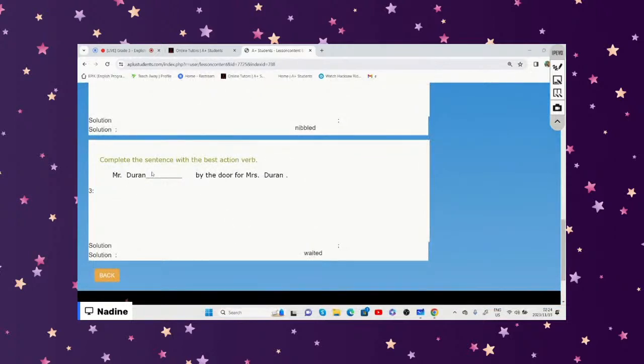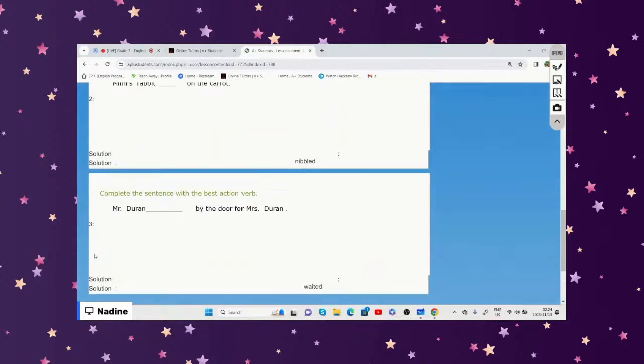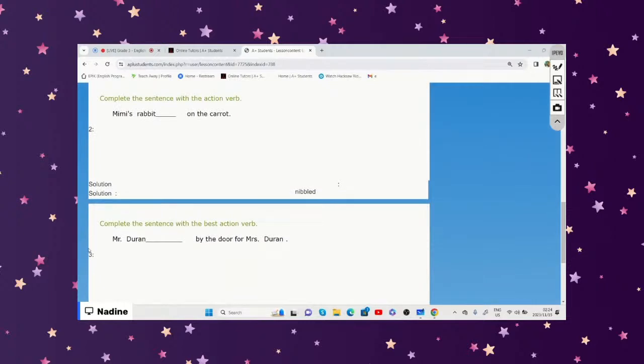So now it says we need to complete the sentence with the best action verb. Mr. Duran, by the door for Mrs. Duran. What did he do by the door for Mrs. Duran? If someone is about to come and you are just standing by the door, you are what for that person?